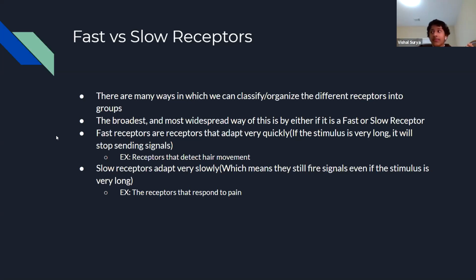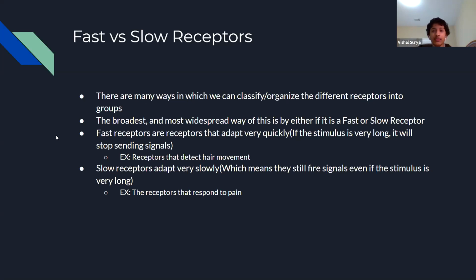An example is something that detects hair movement. If you were to move the hair on your hand so that it's not in the position it was earlier, after a very quick amount of time you're going to forget that it ever moved. However, if you go to a slow receptor, which adapts very slowly, you're still going to sense that your hair is in a different position, even if it's been there for a very long time.